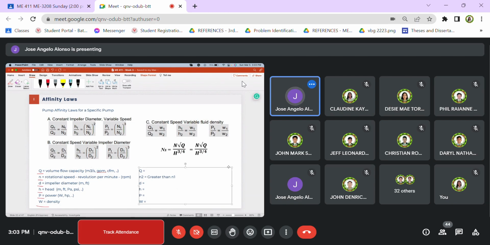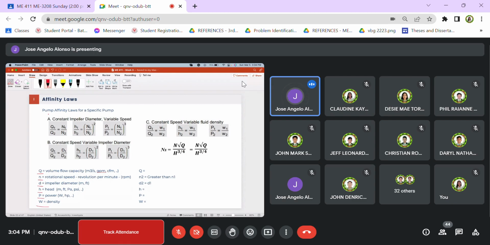Then what will be the effect kapag in-increase natin or tinaasan natin yung speed ng motor or ng ating pump na hindi natin binabago ang diameter ng ating impeller. So same impeller pa rin yung gagamitin natin, same pump, tinaasan lang natin yung speed natin. Diyan papasok na yung tinatawag natin na pump affinity laws. Hindi natin siya kailangan i-compute ng bago. Rather, we can use these following equations para ma-determine natin yung bagong magiging flow capacity, magiging head ng ating pump, at magiging power ng ating pump.